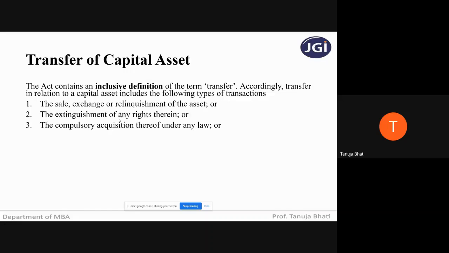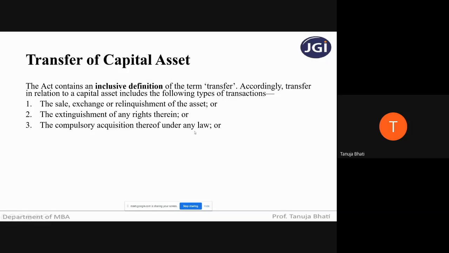Next, the compulsory acquisition thereof under any law. See students, what is the meaning of compulsory acquisition under any law? Let me give you an example for this. Many a times they are narrow roads, and government, in order to widen the roads, will demolish the houses that are constructed on that particular road. So what government does is they compulsorily acquire those houses, okay, by giving them some compensation in order to widen the road. So this is the compulsory acquisition under any law.